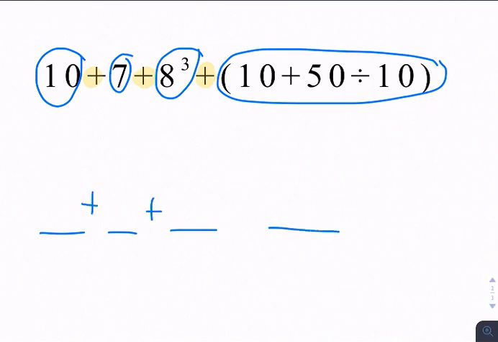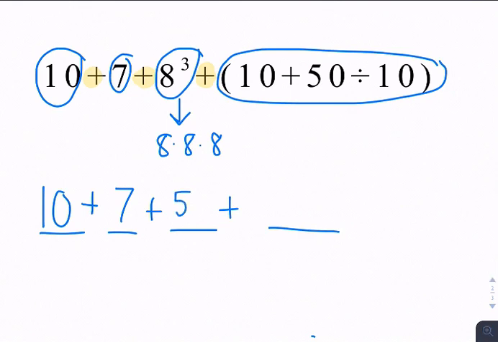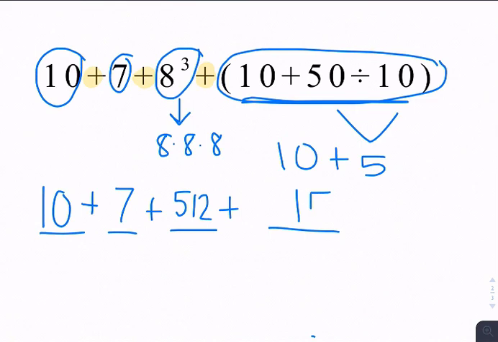And between each of those circles, I'm going to be adding, because there's all addition signs there. I'm not going to do anything with that 10. I'm not going to do anything with the 7. 8 to the power of 3, that's really 8 times 8 times 8, and that is 512. And then I have this last term right here. Again, I have addition and division. 50 divided by 10 is 5. 10 plus 5 is 15.